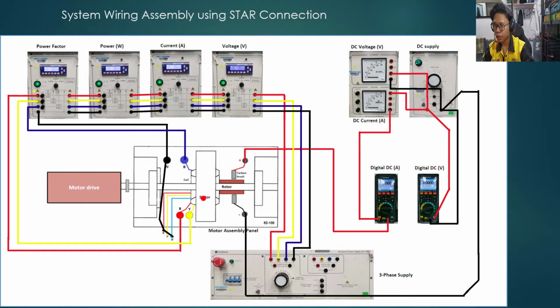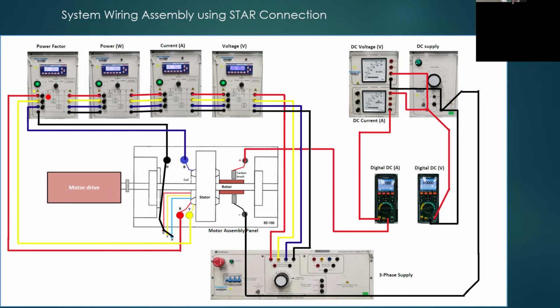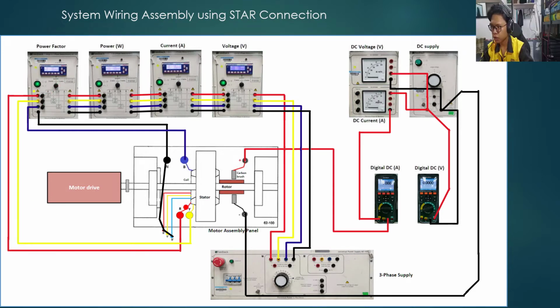Then the stator is connected to the AC 3-phase supply, which consists of red, yellow, blue, and neutral lines. From the AC 3-phase supply, it connects in series with the four digital power meters, going through the voltmeter, ammeter, power meter, and power factor meter. Then the output of the power factor meter is connected to the stator: the red phase goes to the red phase of the stator, the yellow phase to the yellow phase, and the same for the blue phase and neutral phase.